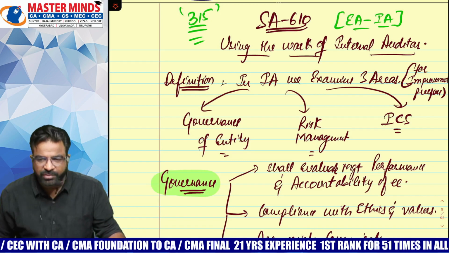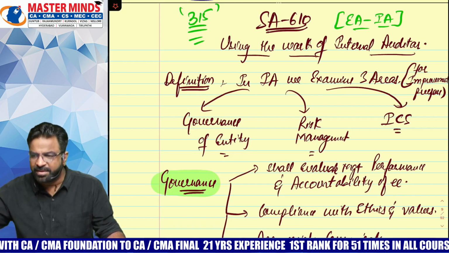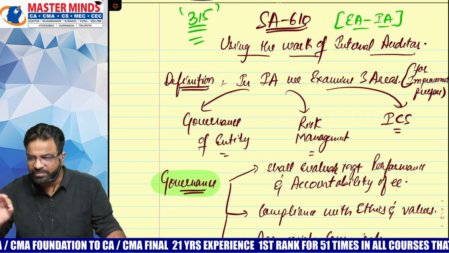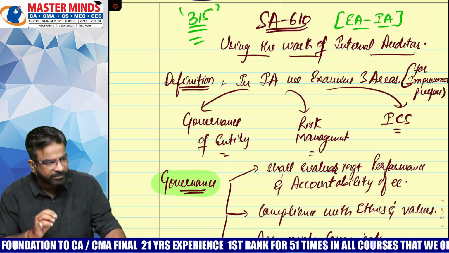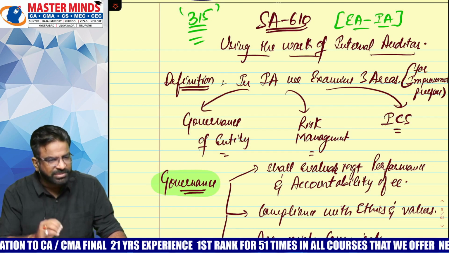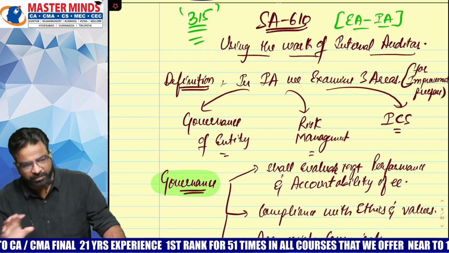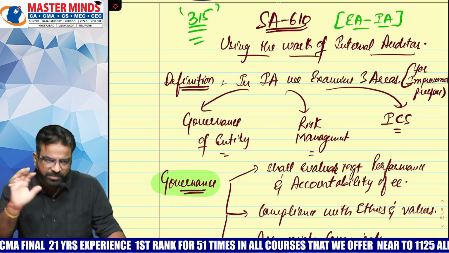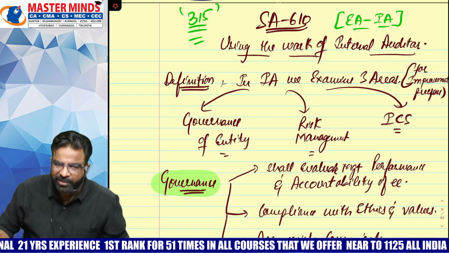ठीक है? I will use the words EA, IA, DA. What is DA? Direct assistance. So EA using the DA of IA. External auditor using the direct assistance of internal auditor. Understood? When I will use these words, you will be able to understand now. Okay. Point number one, we understood.